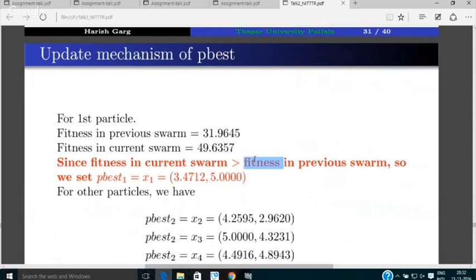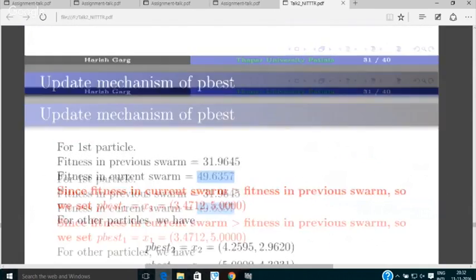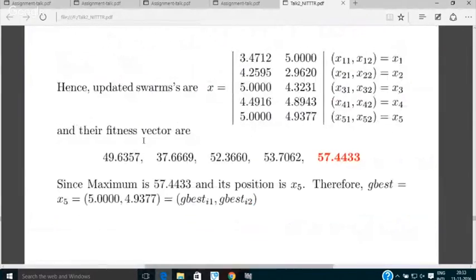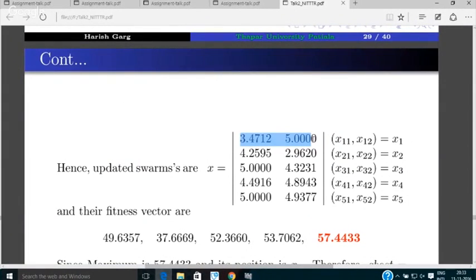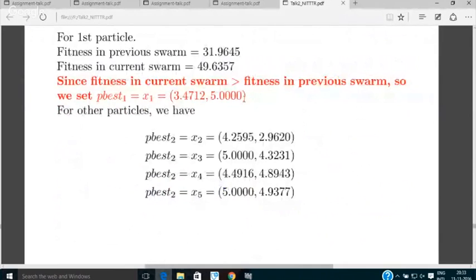So compare the previous P value with the new P value. Now you have to create the new P value, because our previous P value is the same as that of the X. The fitness in the current position, 49.6357, is greater than this one. So now the P best corresponds to 49.6357. What is the value of X corresponding to 49.6357? Look at this slide. This is my first value, 49 point this one, so the corresponding value is 3.4712, 5. So my P best value for the first component is 3.47 and 5. Clear? Because the population size is 5, you have to compare 5 times, P for each row.